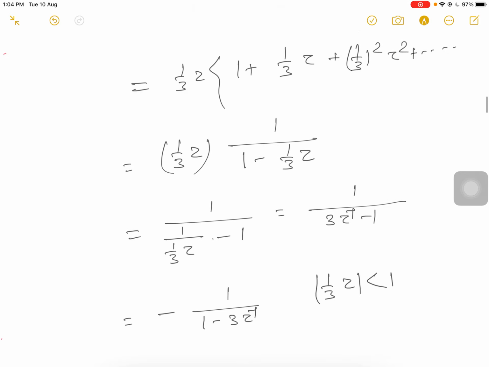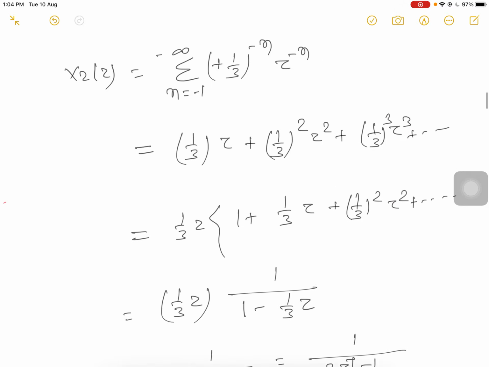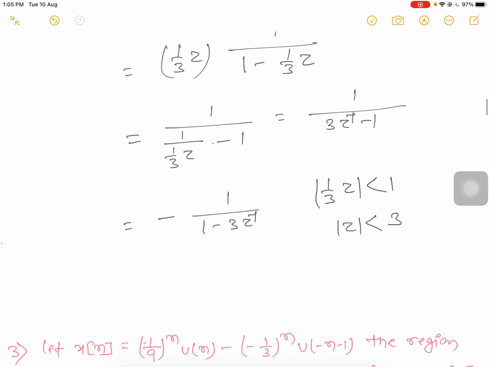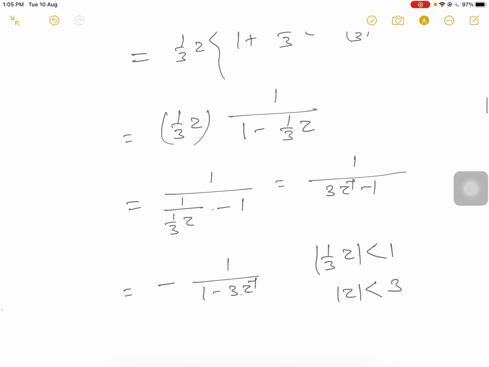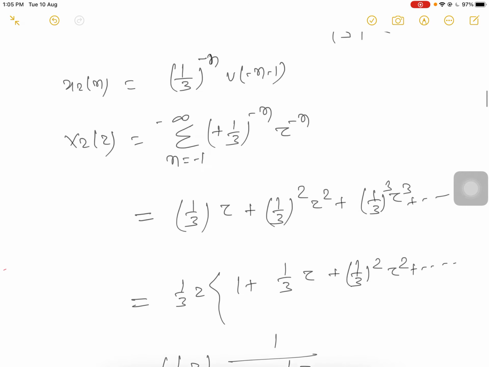The common ratio is 1/3 z inverse, it should be less than 1. Then what will happen? Mod z should be less than 3. Remember, for a right-hand signal, mod z is greater than 1/3, and for a left-hand signal, mod z is less than the multiplication of z inverse, so mod z is less than 3.